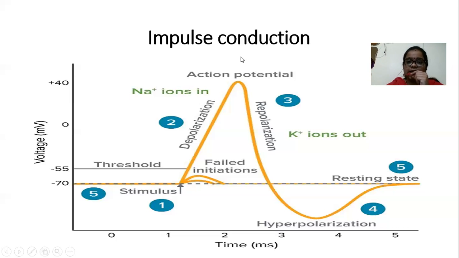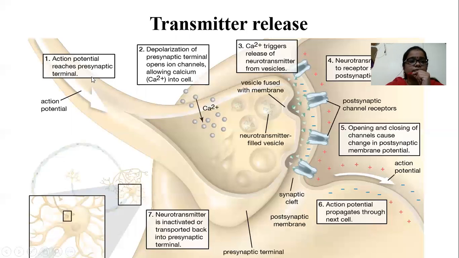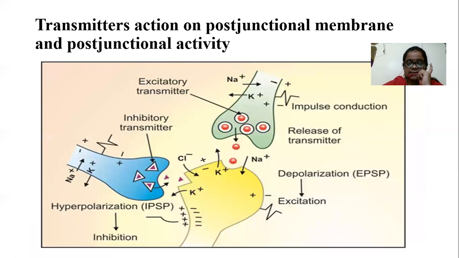Then we will get an action potential here. That action potential arrives at the nerve terminal. In neurohumoral transmission, the first step is impulse conduction: how the nerve impulse is conducted along the neuron.